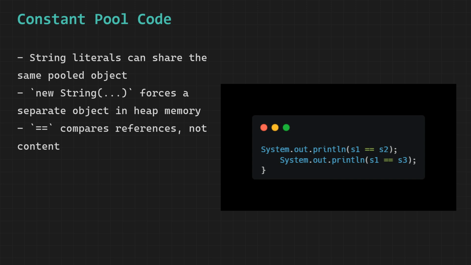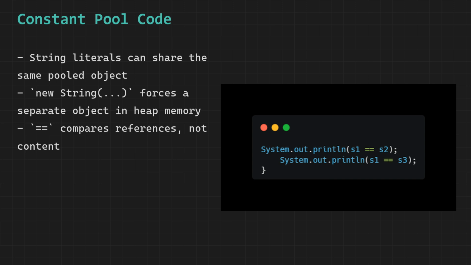S3 is created using the new keyword. This is the key difference. When you use the new keyword, Java does not check the string constant pool at all. It is forced to create a brand new string object directly in the regular heap memory. Even though the text is exactly the same as S1 and S2, the object is completely separate and sits at a different memory address.